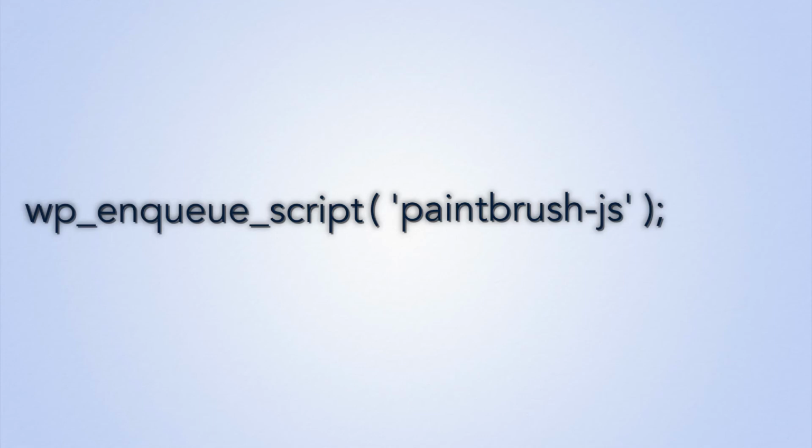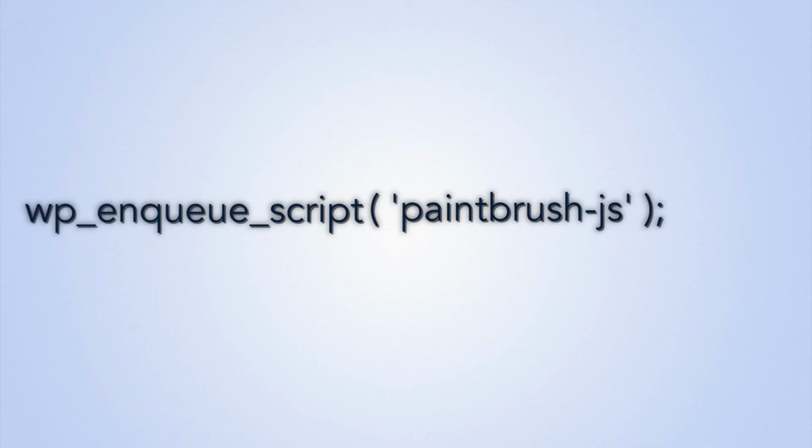This function is very easy to implement since we have already registered both of our scripts. We're just going to add our handle property, and in this case we're going to enqueue our paintbrush.js script. Since that script depends on the common library, it's going to load that script as well. So we just have to call enqueue script once, and it's going to load all the scripts for us.